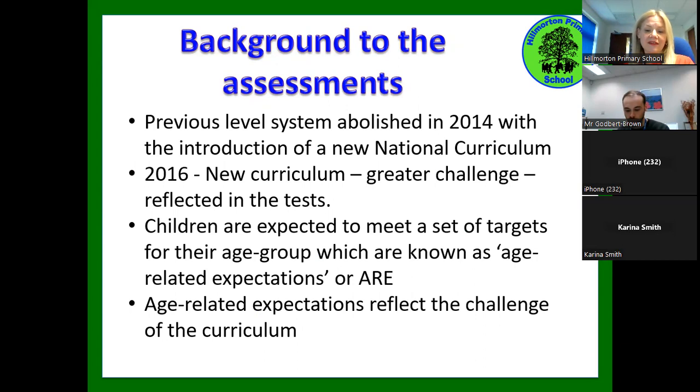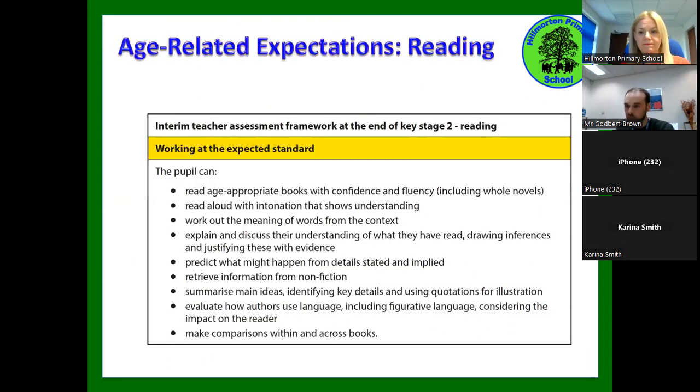So the government has set these particular statements, these targets, and we call them age-related expectations. So ARE, if you hear the term ARE, means age-related expectations. It's what the children are supposed to know or expected to know by the end of Year 6. And those age-related expectations reflect the challenge of the curriculum. So those expectations have increased over the years, but they are set by the government, and that's what the children are assessed against.